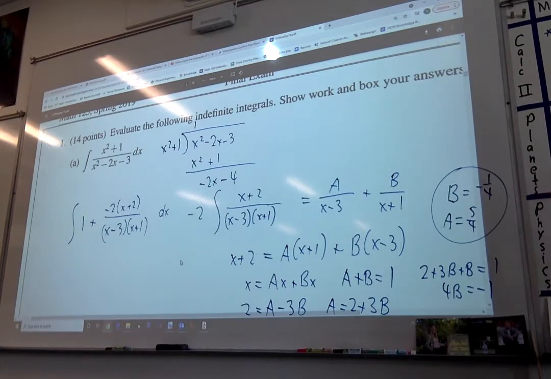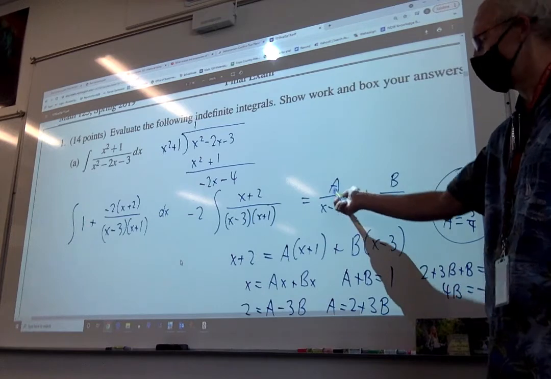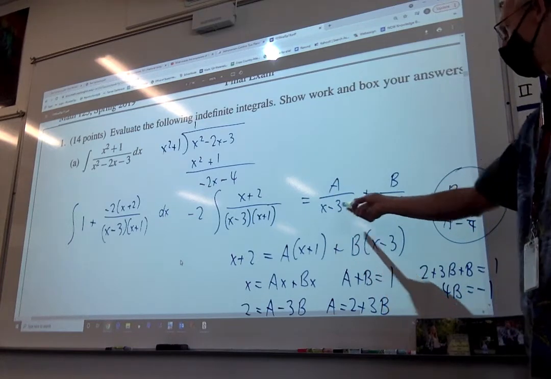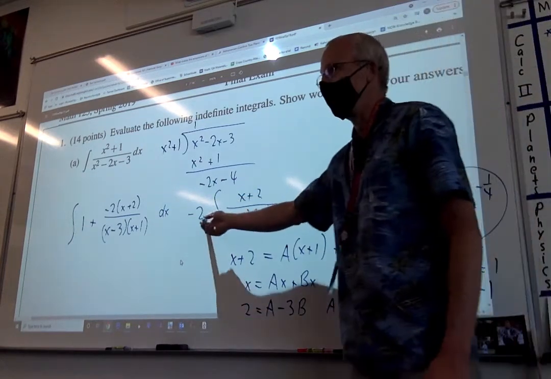Yeah, so 4b is equal to negative 1. So b equals negative 1/4. And then a must be 5/4, because take away 1/4 and you get 1. Alright, and now it's easy, right? Now this is a natural log. This is a natural log. Don't forget the negative 2 out in front.